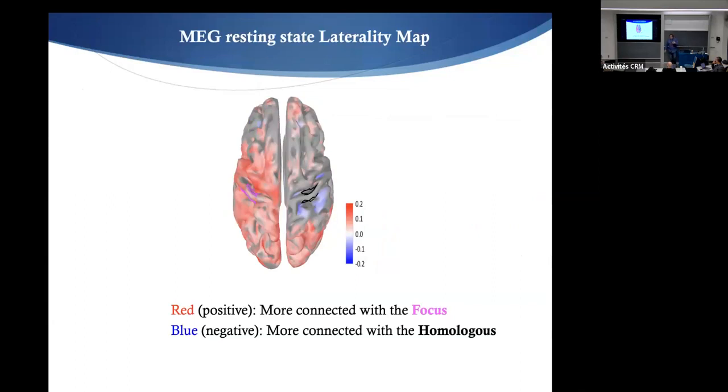This is not comparing a patient to a database of controls, which is what we're trying to do now. This is comparing a patient with himself. Of course, it works for purely unilateral epilepsy. It doesn't work for bilateral epilepsy. Here you see the laterality map. When it's red, it means that those regions were more connected to the focus than to the contralateral regions. When it's blue, they were actually more connected to the contralateral regions. We use that as a metric, and we summarize it as a laterality index.